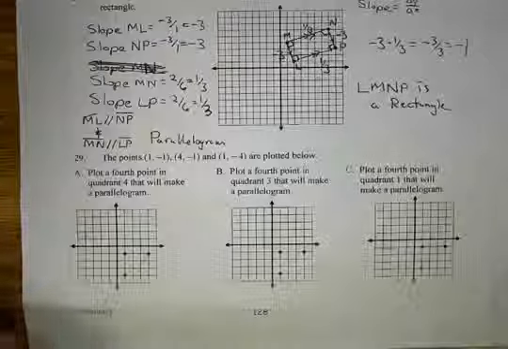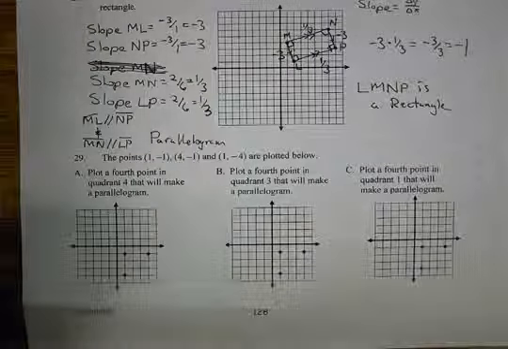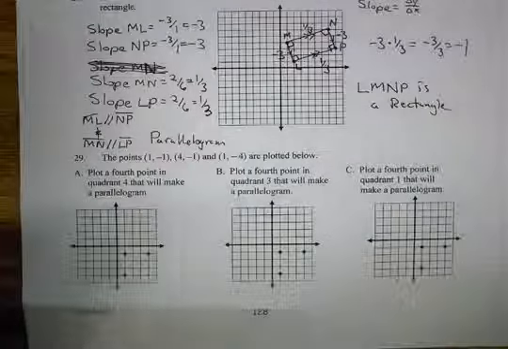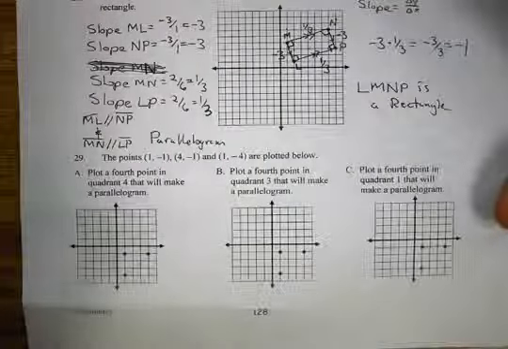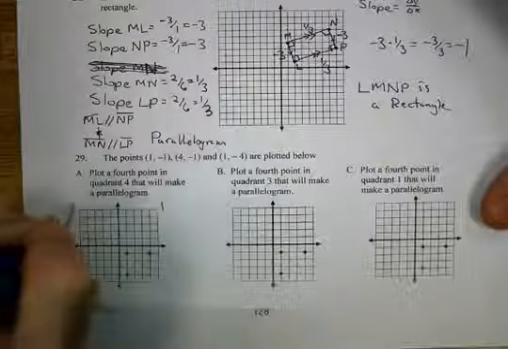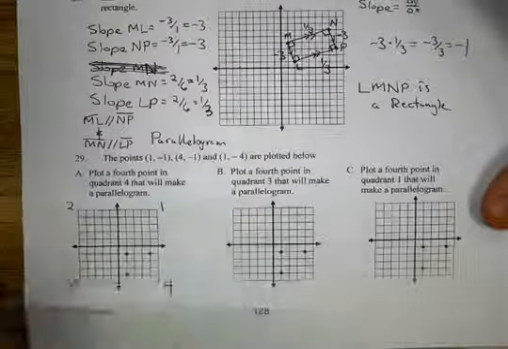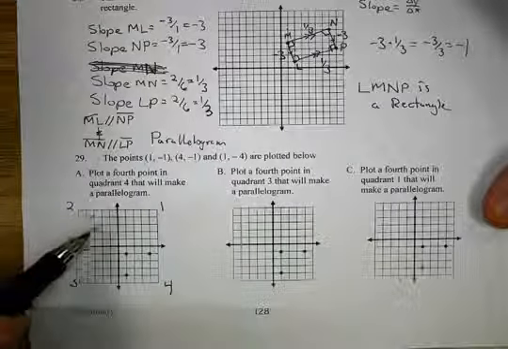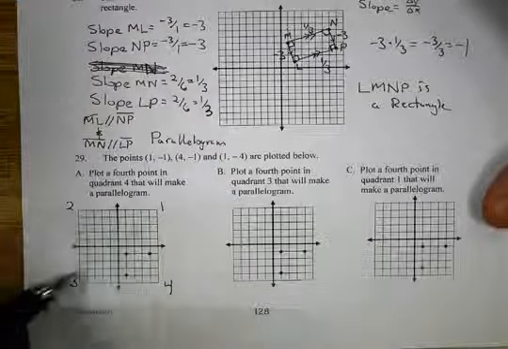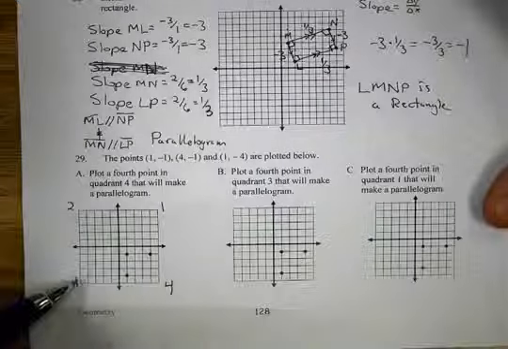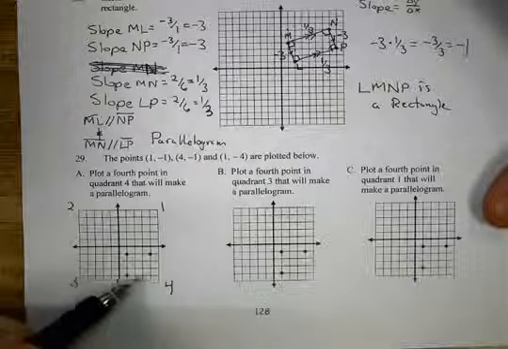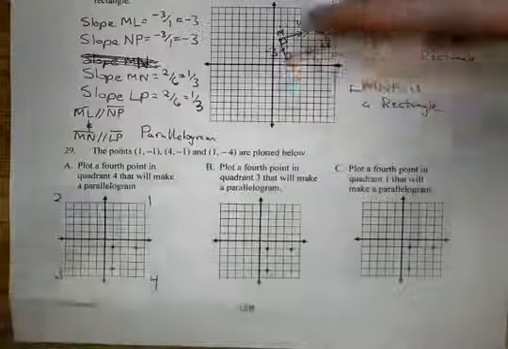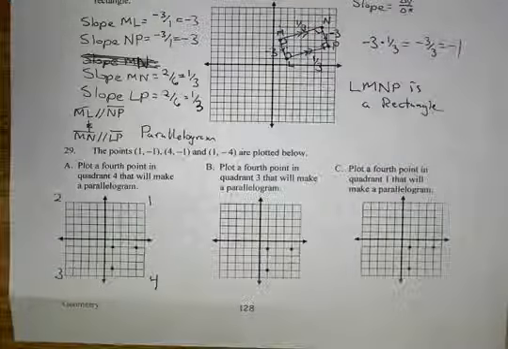Our last one, 29, they give us the points, and now we need to find what fourth point will give us different parallelograms, but they indicate we need to go in certain quadrants. Now, review on our quadrants. 1, 2, 3, and 4 are our quadrants. 1 is in the positive for x and y. 2 is in the negative for x, positive for y. 3 is in the negative for both x and y, and 4 is in the positive for x, negative for y. Now really we could put all of these together on one graph and see all the points that go together, but this will break them down, so we have to specify by the quadrant.